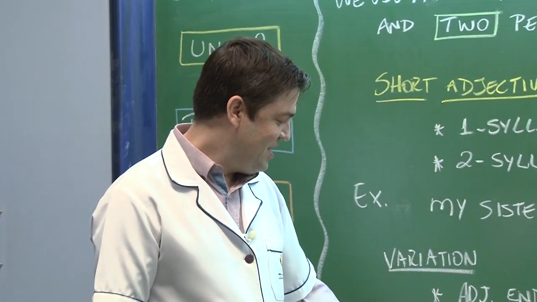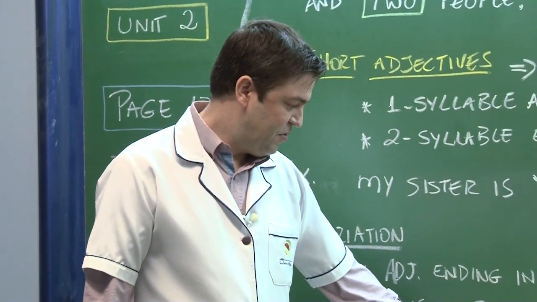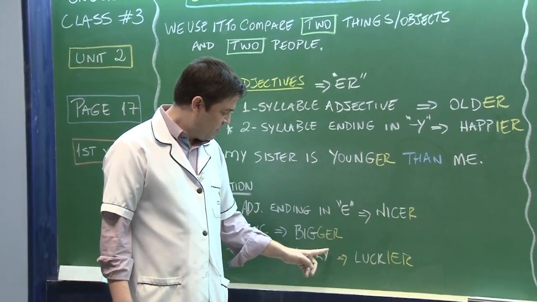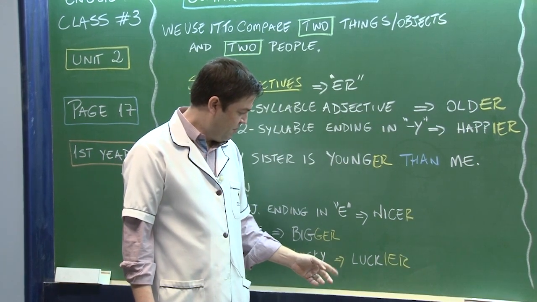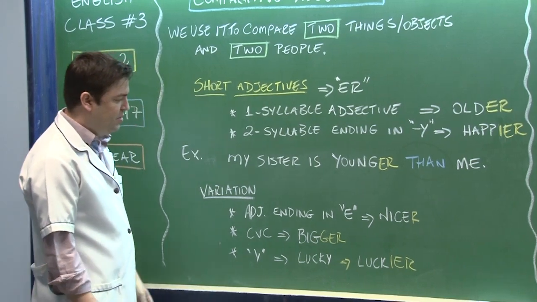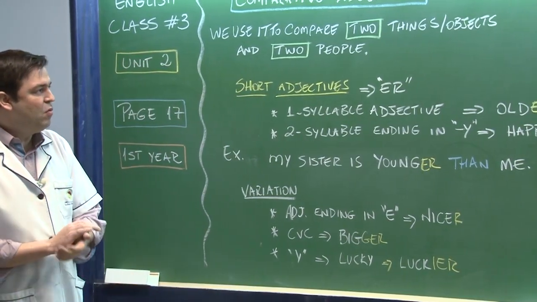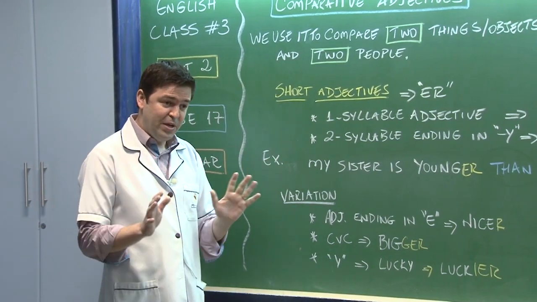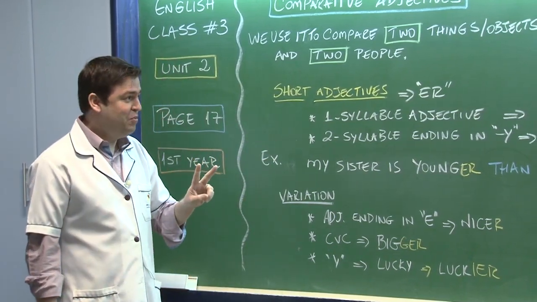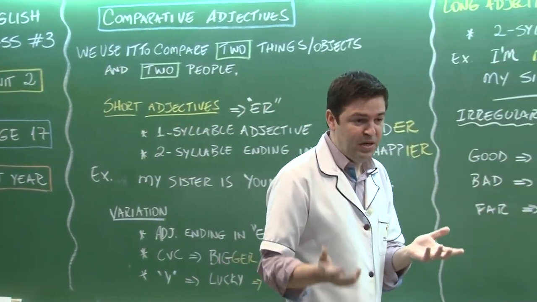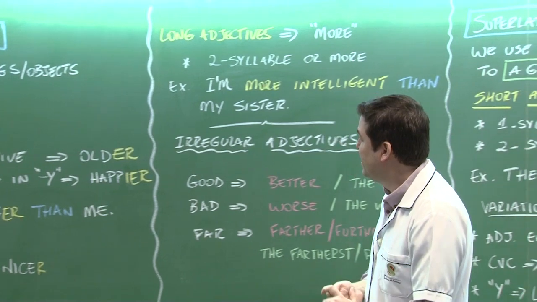And then words ending in Y, lucky, for example. We have to remove the Y and add I and then ER, right? And then it becomes a comparative word, okay? So I use the comparative to compare, again, two things and two people. I'm insisting on this because then we're going to see the superlative and you will see the difference between them.